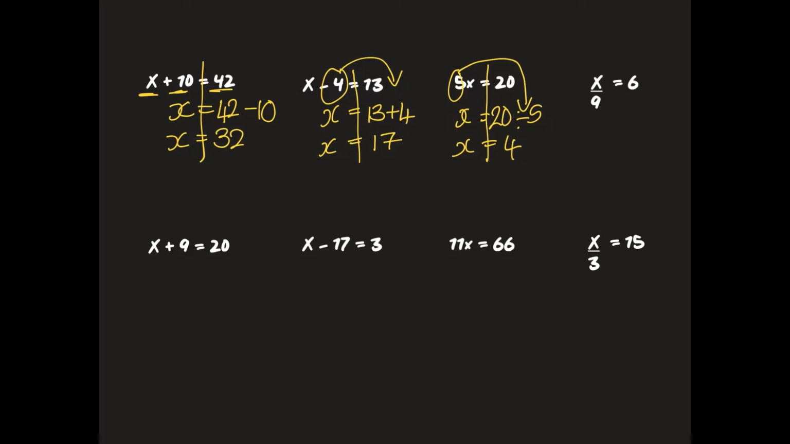And on to our last one in this row. And this, remember, is divided by 9. So if I bring it to the other side, I need to multiply. So x is equal to 6 multiplied by 9. So that means x is equal to 54. And again, 54 divided by 9 is 6. So yes, that is the correct answer.